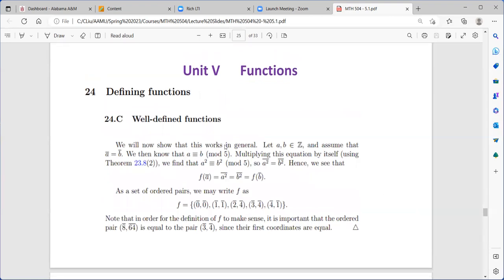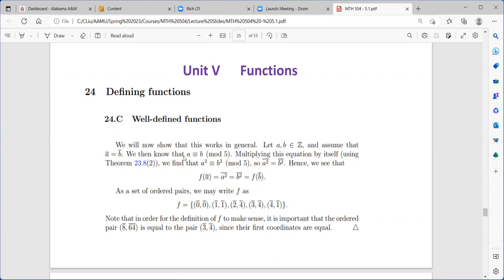So we'll show that this works in general, for instance. So, for example, if you choose two numbers, A and B, they are both integers, and of course you want them to be in the same class. So A bar equals B bar. So by that, it means that A and B have the same remainder modulo 5. When they divide 5, they got some remainder.